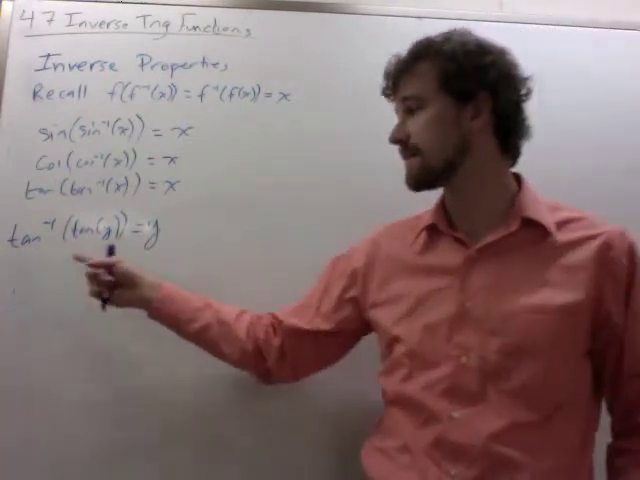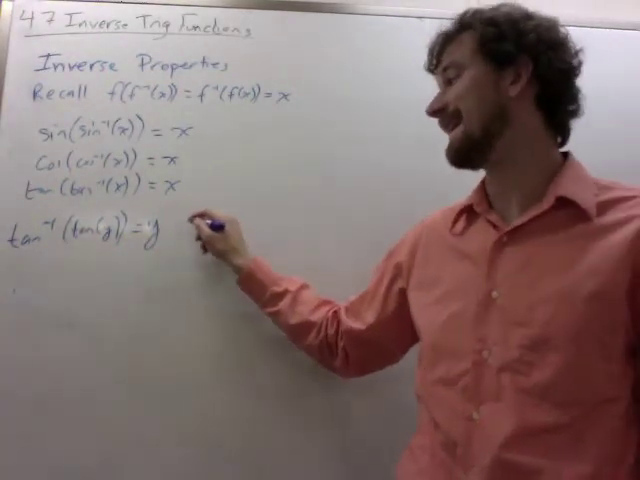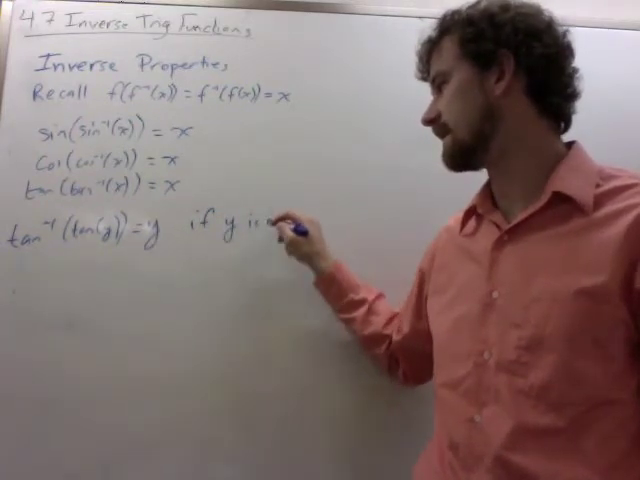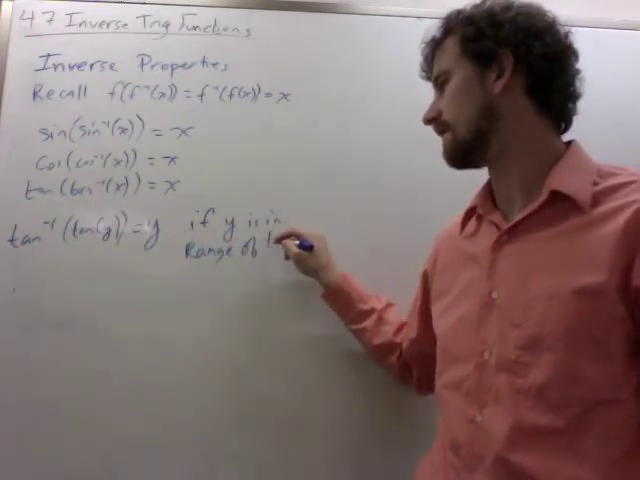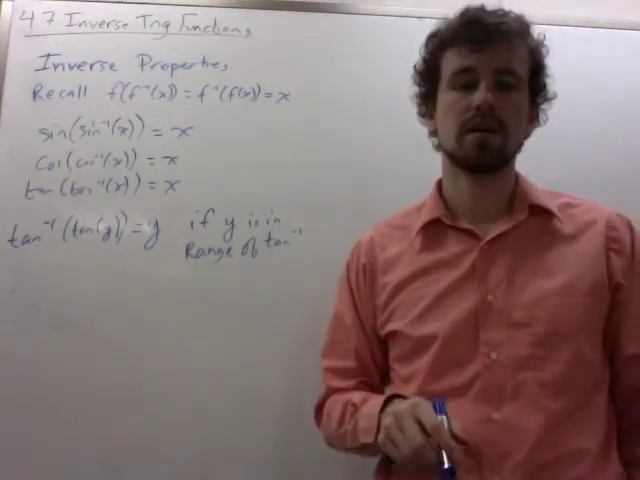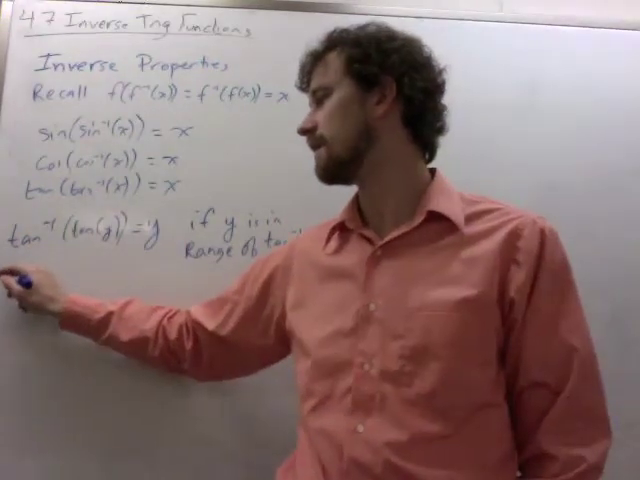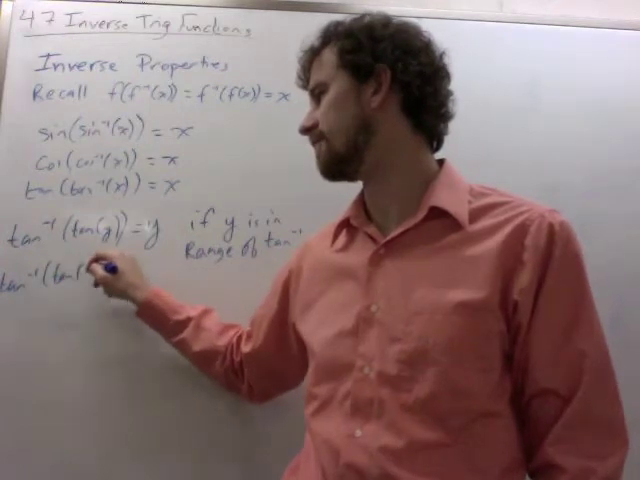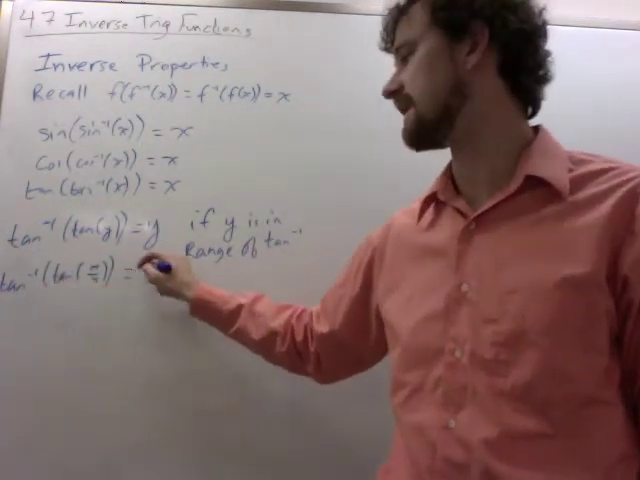Now if I take the inverse tangent of the tangent of a value, that is equal to that value if that value is in the range of our arctangent function. So, for example, if I take the inverse tangent of the tangent of pi over 4, that is inside the range of our tangent function, so that's just pi over 4.